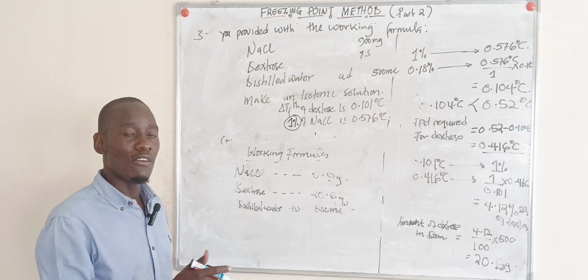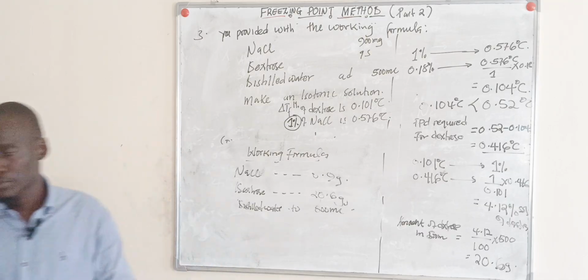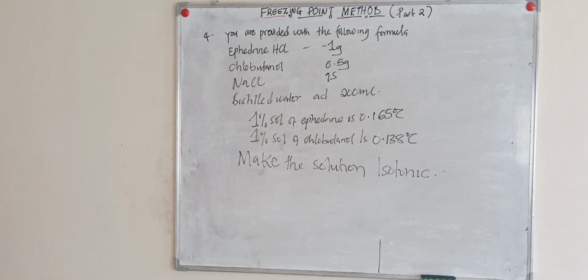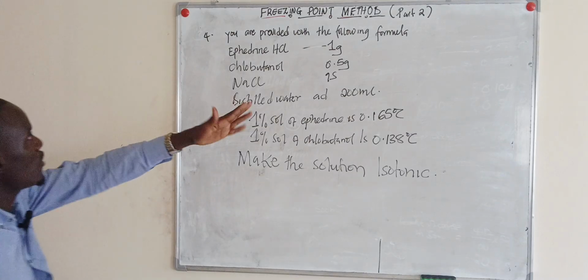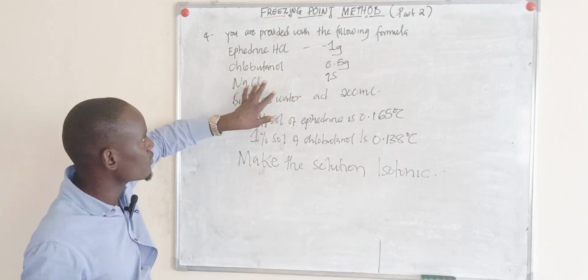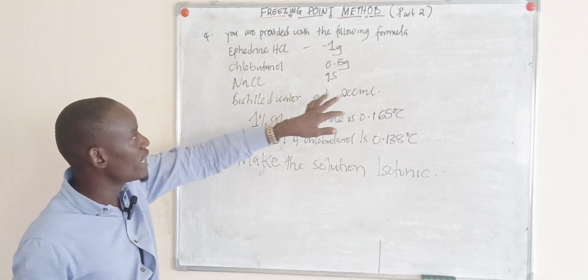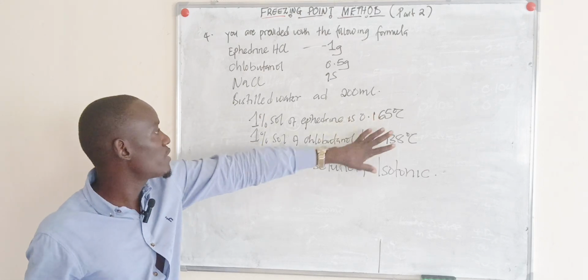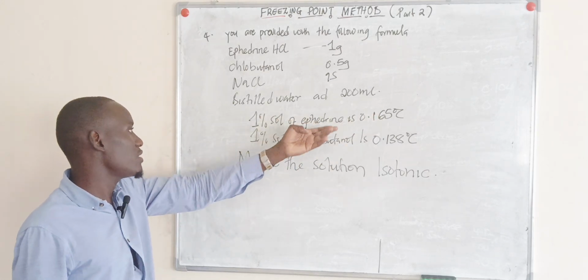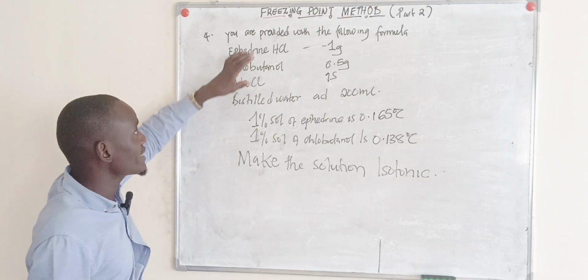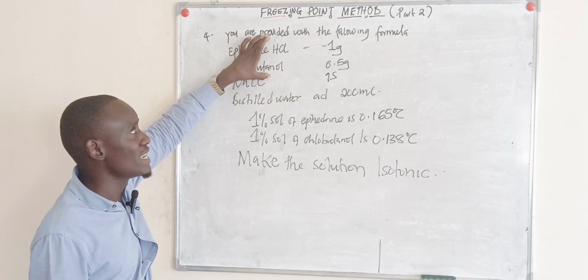Let us look at our fourth example. You're provided with the following formula: ephedrine hydrochloride 1 gram, chlorobutanol 0.5, sodium chloride quantity sufficient, distilled water add up to 200 mils. They have given us the freezing point depression of 1% solution of both ephedrine and chlorobutanol. Make the solution isotonic. In this case, we have 2 ingredients.